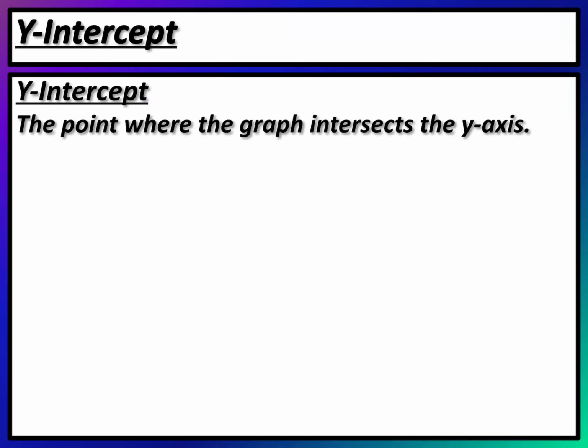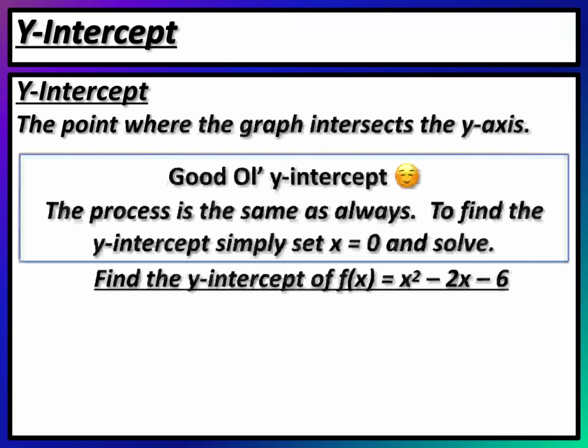Okay, the next piece of information that we want to include on the graph of a parabola is the y-intercept. We've worked with y-intercept before. We know this is the point where the graph intersects the y-axis. And the way that we find that is the same. We're going to set x equal to 0 and solve.